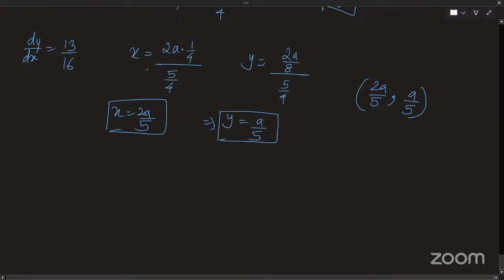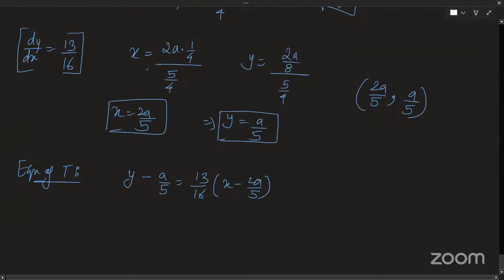What should I do next? Can you tell what will be the equation of the tangent? Substitute in the formula. Okay, great. So what is the formula? y minus y naught is equal to m times x minus x naught. Correct? Yes, sir.